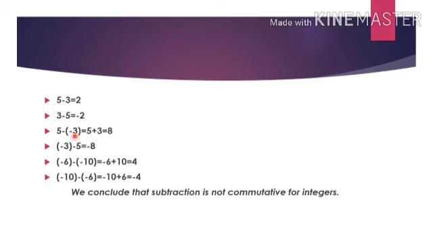But in the reverse order, minus 3 first and 5 is second: minus 3 minus 5. Then how can we subtract two negative integers? We add the integers and put the sign of negative. We get the answer minus 8. Minus 8 is not equal to 8. Both of them are entirely different answers. 8 is not equal to minus 8. It means commutative is not satisfied in this case.